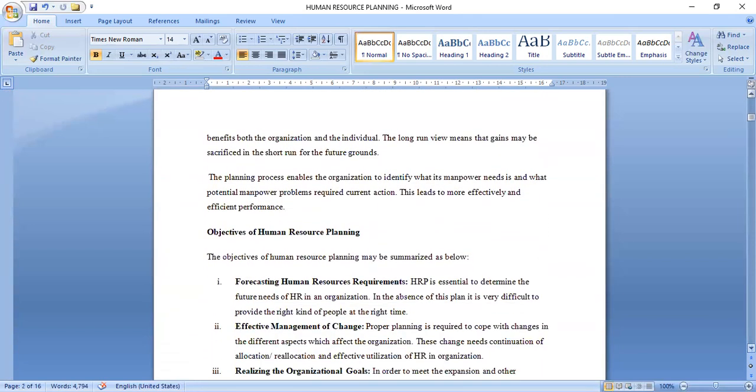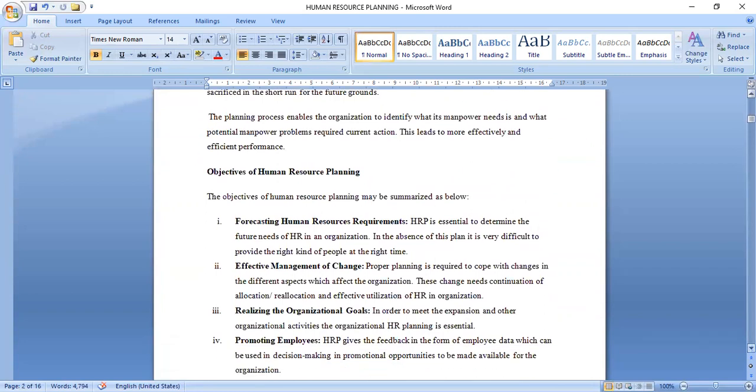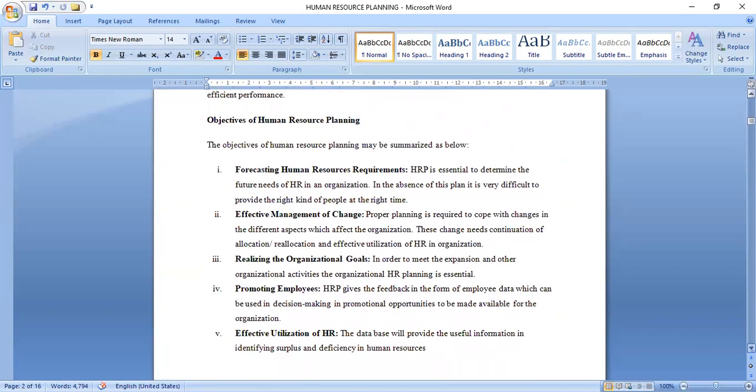So what are the objectives of human resource planning? One of them is to forecast human resources requirement. Organizations have human resource needs, and for them to be able to know, they have to forecast, they have to think ahead in terms of the employees that they need, right?